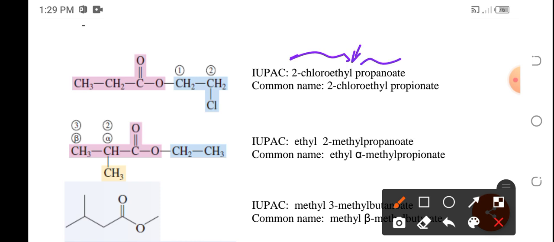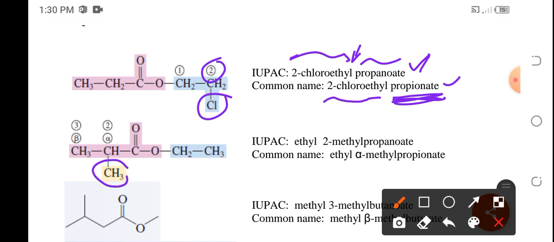The common name will be 2-chloroethyl pa rin because the chlorine is being attached on the second carbon atom. But this time, instead of propanoate, it would be propionate because that's the common name of propanoate. Okay. Another example: this time, the halogen or the other substituent is not attached on the alcohol part just like this example, but rather the other substituent is attached on the acid part.